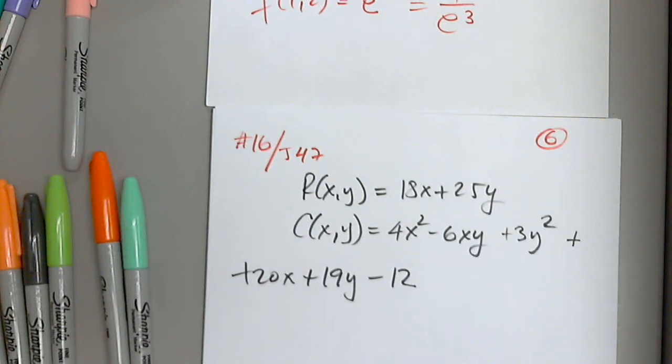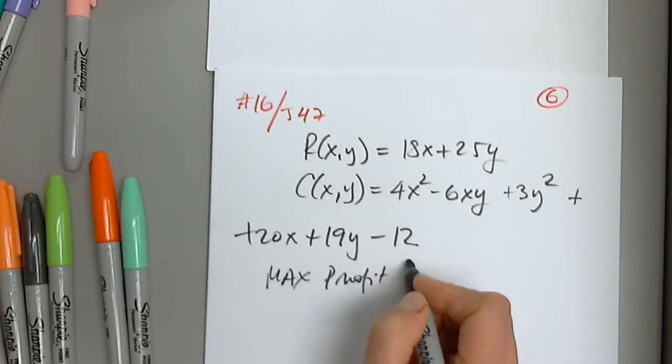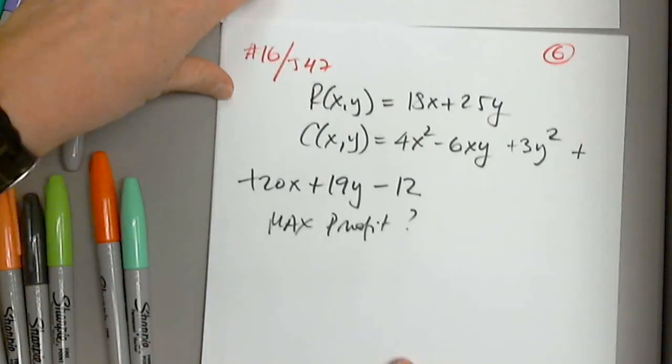How many of each type of shirt must be produced and sold to maximize profit? So the question is max profit. How do I obtain the max profit? So first of all, I'm not interested in maximizing the revenue. I'm not interested in minimizing the cost. I have to create a function that is the target. And the target function is revenue minus cost. Very good. So let's create the function first.